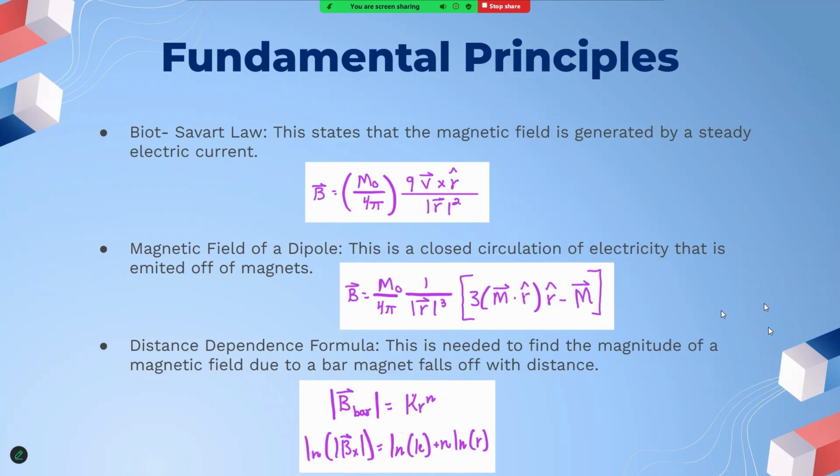So we are able to determine how the field will move using this formula because of how magnetic fields work with electrical currents. And the final fundamental principle we will need is the distance-dependence formula, which is used to find the magnitude of the magnetic field due to a bar magnet as it falls off with distance, where we'll be using the absolute value of B equals K r^n. And then the linearized one, where ln B equals ln K plus n ln r, will be used to find the dipole moment later for the coding.